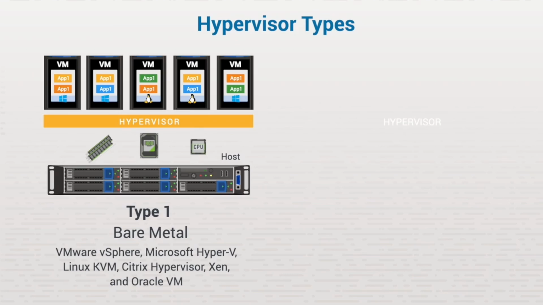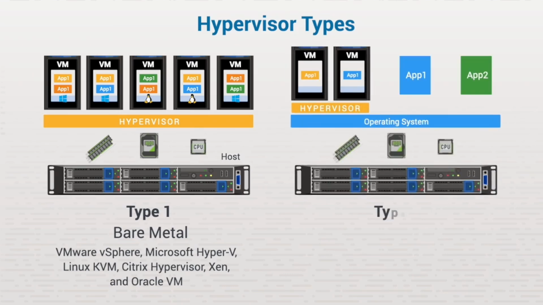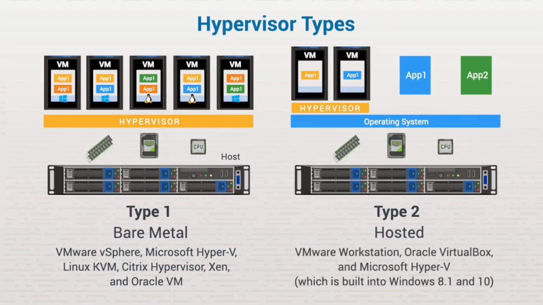Alternatively, we have type 2 hypervisors. Since type 2 hypervisors are hosted and run on top of a regular operating system, they allow you to get a test environment up and running quickly without having to buy huge systems. Examples of type 2 hypervisors are VMware Workstation, Oracle VirtualBox, and Microsoft Hyper-V, which is built into Windows 8.1 and 10. All these hypervisors perform basically the same role that we talked about before. They allow you to install multiple operating systems on a single physical server.